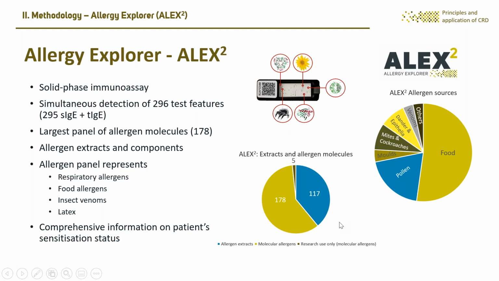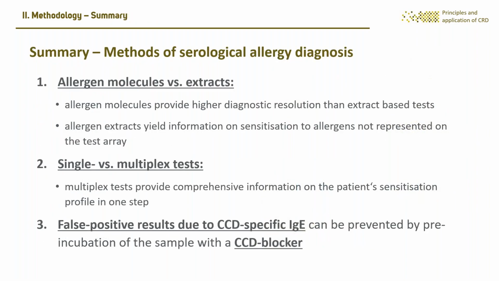After having talked so much about problems associated with extracts, one could ask, why do you have extracts on this test? The answer is that not from each allergen source the molecular composition has been analyzed so far, and it is still better to have this allergen source represented as an extract on a test array than not to have this allergen source. And by using the CCD blocker, you can be sure that you won't have a CCD-related false positive result.